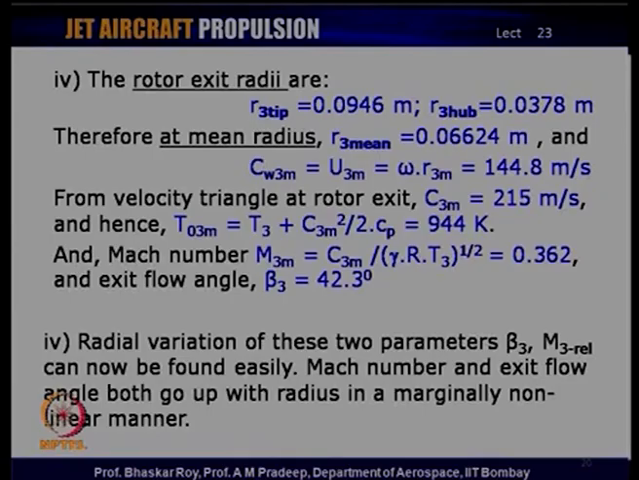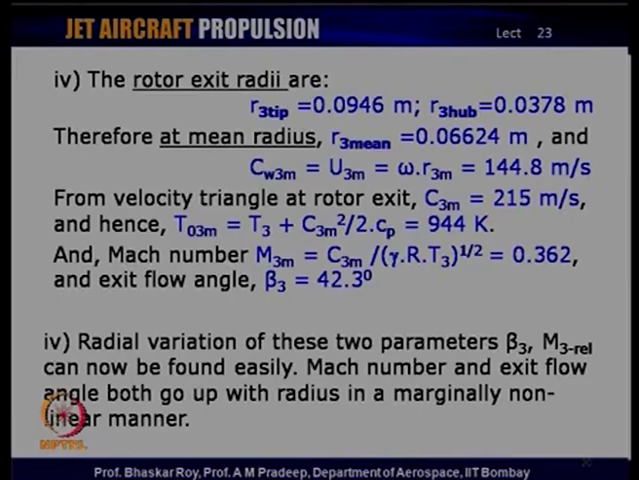And hence, the mean radius would be 0.606624 meters, corresponding to which your CW3, the tangential velocity, which is equal to u3, would be 144.8 meters per second. The corresponding velocity triangle at the rotor exit would yield that C3 at the mean of the rotor exit, that is, the mean between the hub and the tip of the rotor exit, is 215 meters per second, and the T03 at that mean would be 944 K.